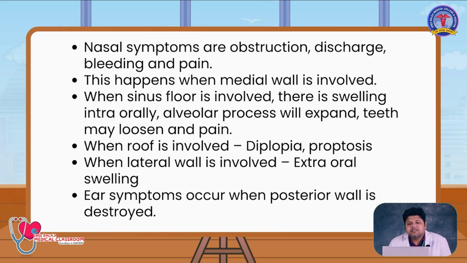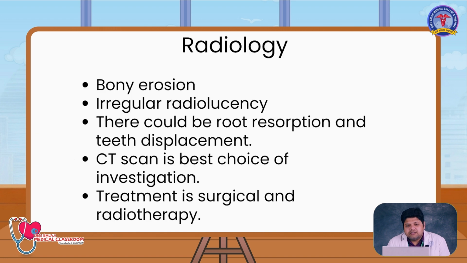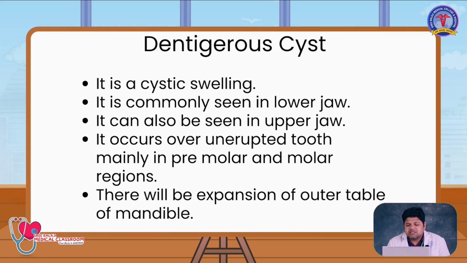Radiologically, in the initial stage, it is difficult to distinguish between maxillary sinusitis and maxillary carcinoma. The maxillary sinus will be filled with soft tissue shadow. One should carefully evaluate the changes seen in the wall to see whether it is sinusitis or carcinoma. Large lesions erode the bone and cause irregular radiolucency. There might be resorption of roots, widening of the PDL and displacement of teeth. CT is ideal to evaluate this, and treatment is surgical followed by radiotherapy. The prognosis is poor though.